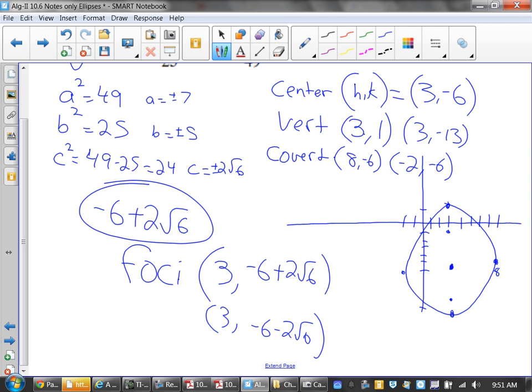Yes, sir? Wait, why do we have to find the foci? Why can't we just do the 4 points and just connect them? Because it'll ask you where the focus is. Because all the ellipses have basically four things. They have a center, vertices, covertices, and foci. We can actually talk about the latus rectum if you want. Rectum. Yes, that's what it's called.